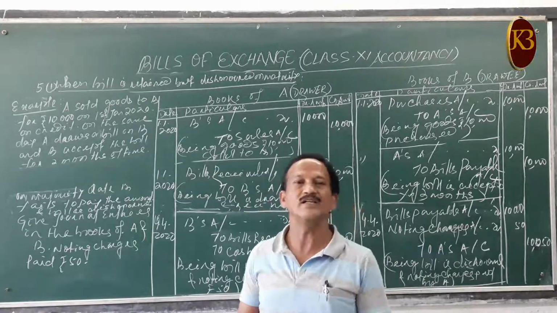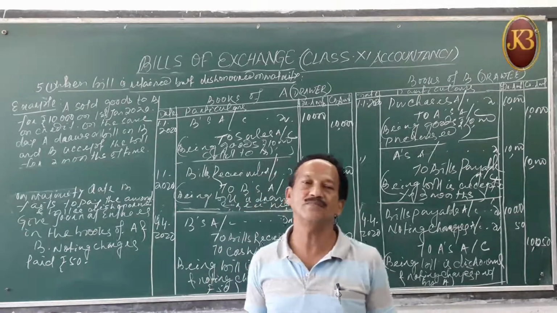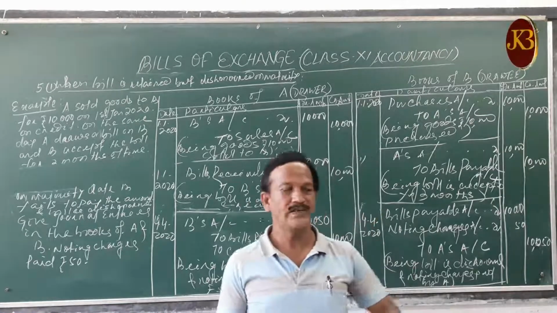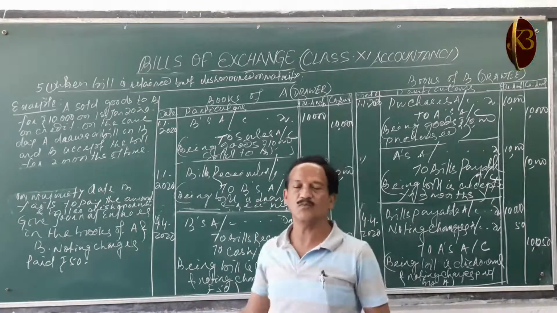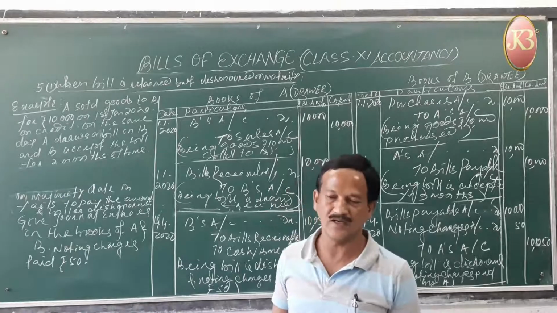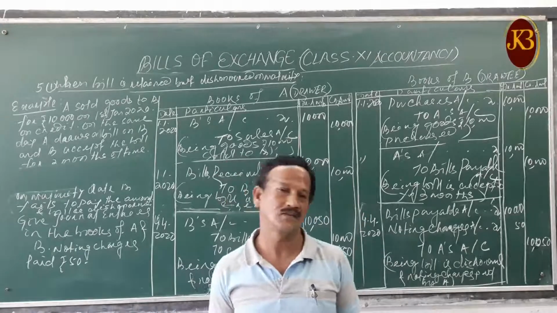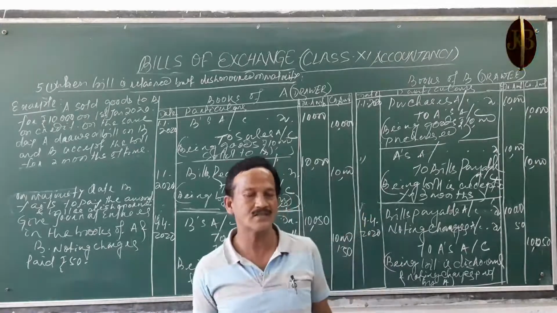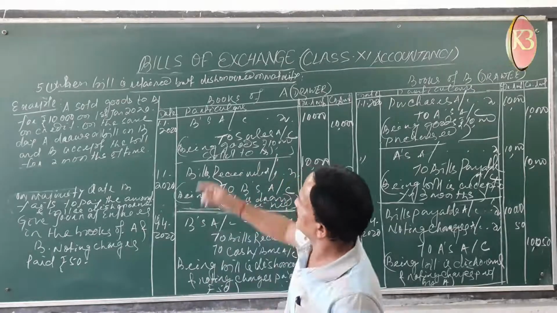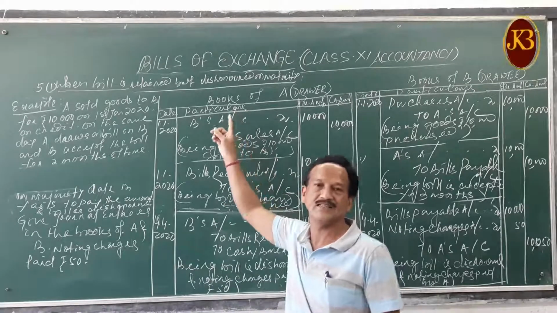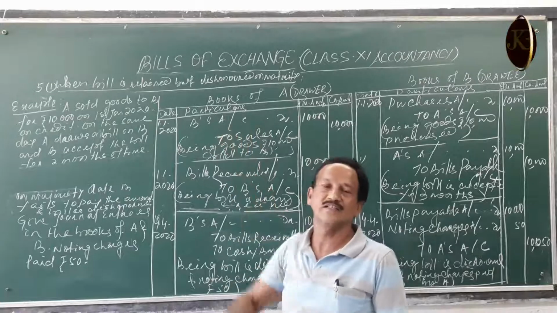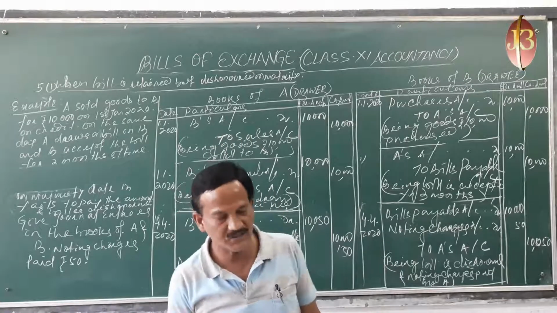Yes, we are continuing the accounting treatment of bills of exchange. Today, we are going to discuss the dishonor of the bill. When a bill is dishonored, there are four conditions. The first condition is when the bill is retained till maturity, but dishonored on the date of maturity.